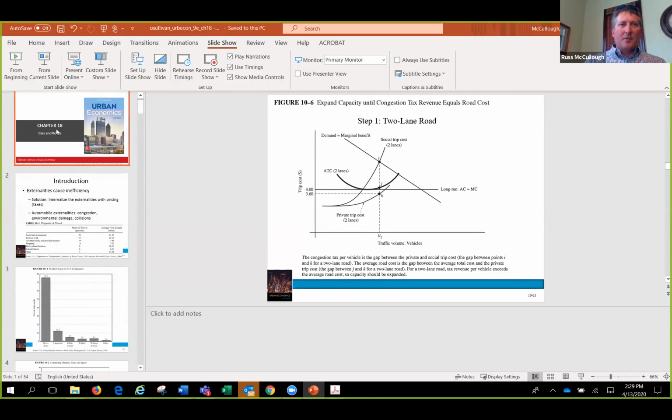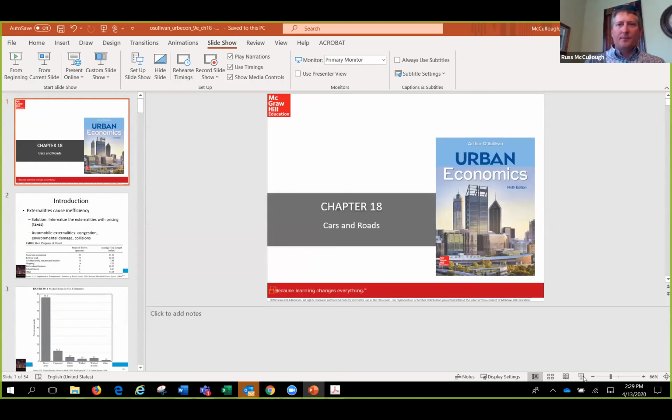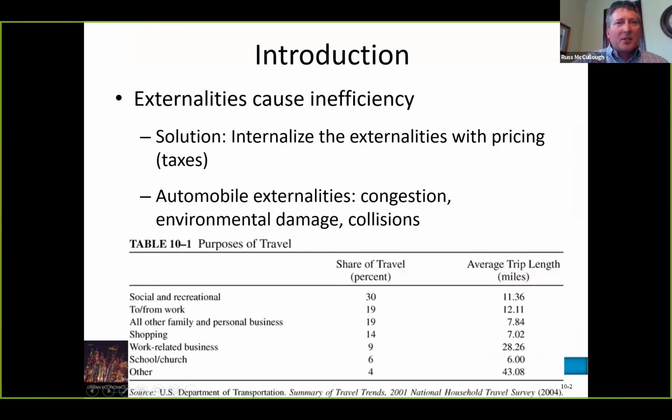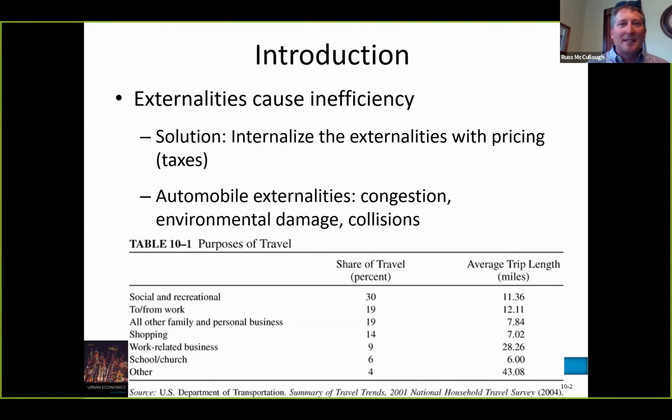Okay, so chapter 18, cars and roads. So we have externalities. Let's see who can give the best definition of an externality on the chat box, with extra credit for the best externality definition in general. What's an externality? Chat box, extra credit on the line. The first best chat box I have. What is an externality?